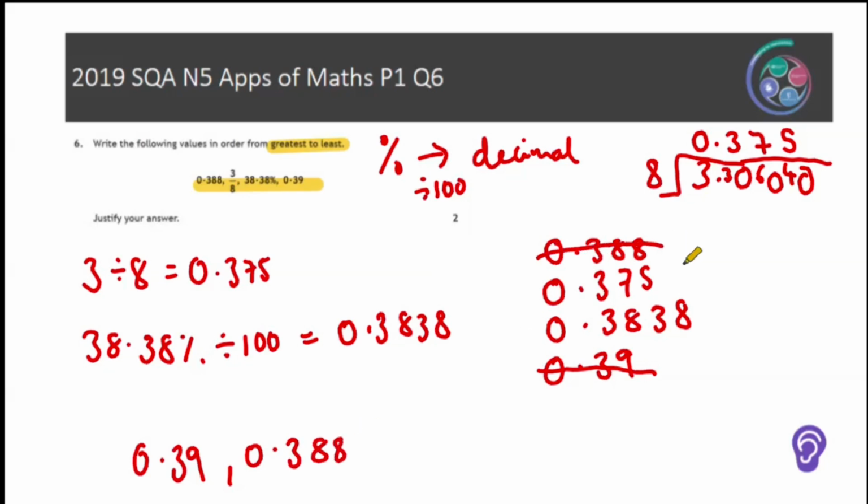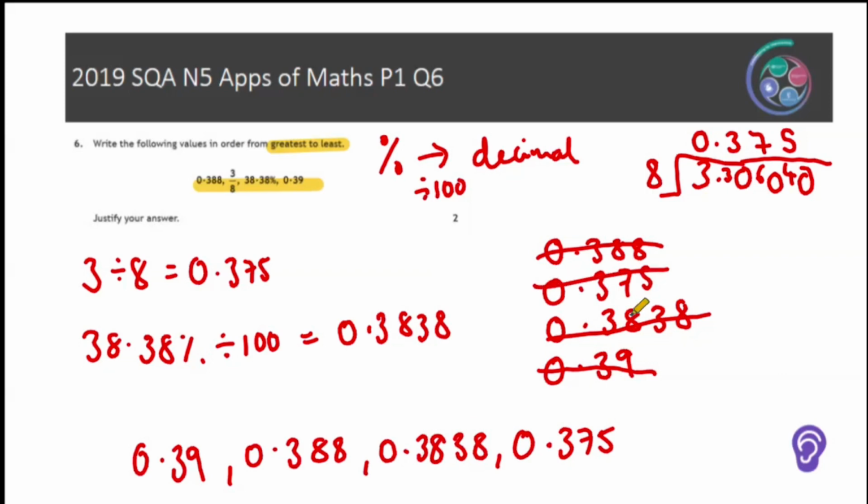And I've dealt with that number, crossing them off as I'm going just to keep myself right. Then again, I'm looking at 3 in the tenths, 7 and 8 in the hundredths. So because this number is bigger, I know my next number is 0.3838, and then that will leave me with 0.375.